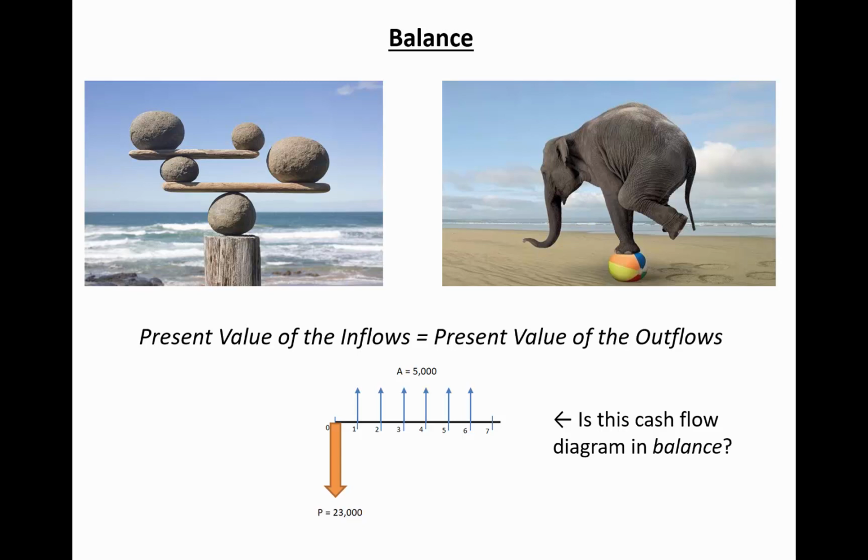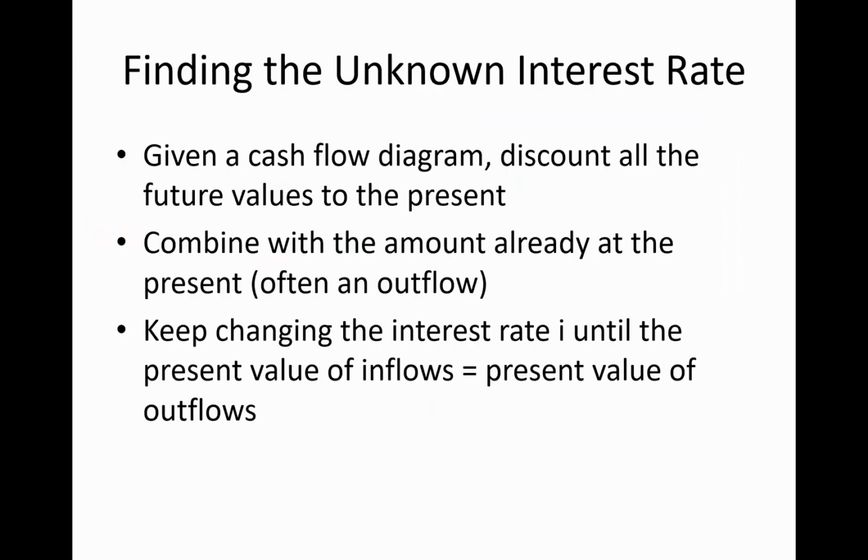So finding the balance is what we're going to be solving the unknown interest rate to be able to do. We'll be looking at the present worth of an annual series and asking, is that equal to the amount that we know is already at the present? So we'll solve for i by doing that. And it's an iterative process, which is why it's so helpful to have our calculations in Excel, because we're going to be testing out lots of different values of i, and we're looking for that perfect interest rate that makes balance between inflows and outflows. So whether it is in balance depends on finding the right interest rate.